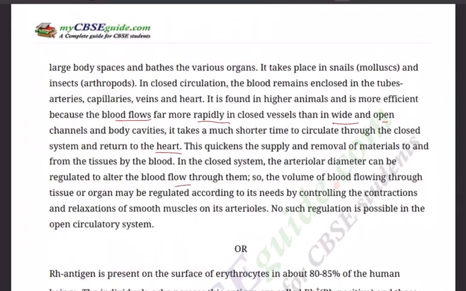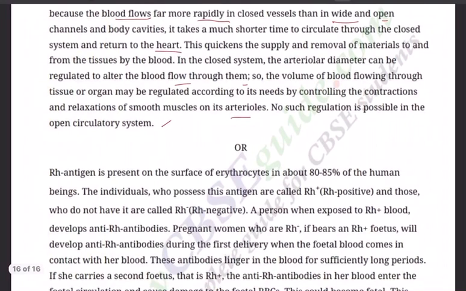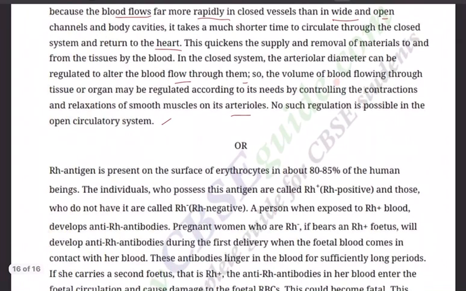In a closed system, the arterial diameter can be regulated to alter the blood flow through them. So the volume of blood flowing through the tissue or organ may be regulated according to its needs by controlling the contractions and relaxations of the smooth muscles of arterioles. No such regulation is possible in open circulatory system like in cockroach. In case you are finding it difficult to answer that, then you can go for the next one.